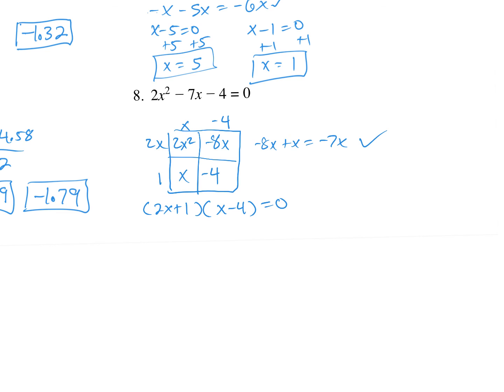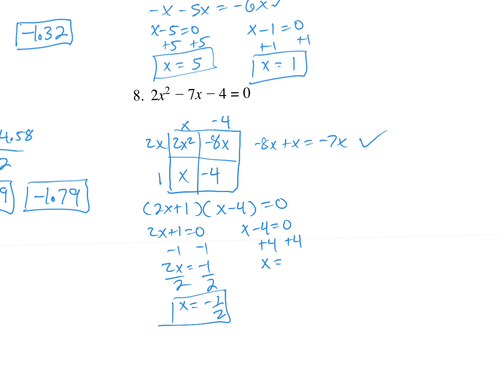Set those equal to 0. 2x plus 1 equals 0. Subtract 1. Divide by 2. x equals -1/2. And here, add 4 to both sides, and x equals 4. So there are multiple ways you can show your work.